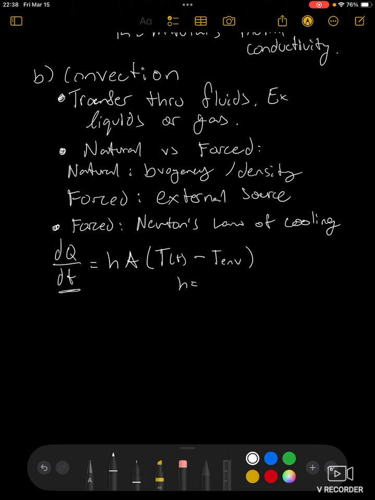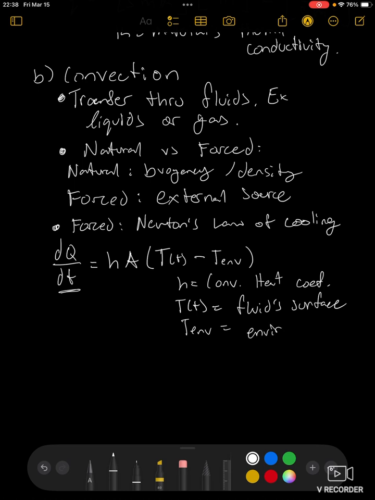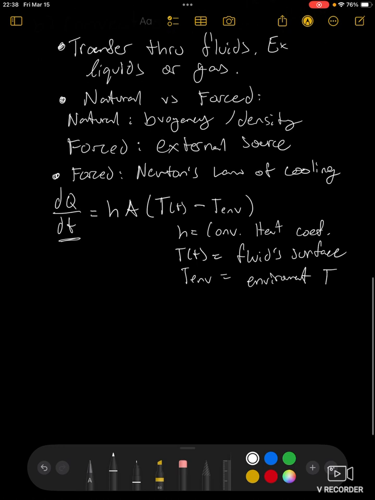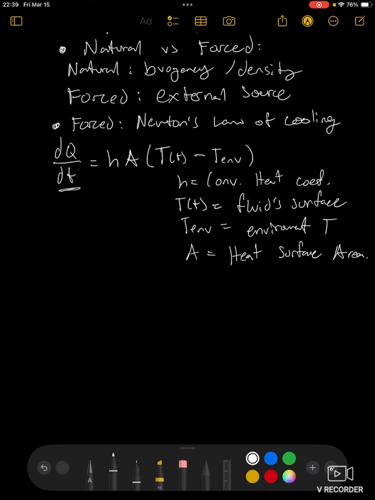So to put that in perspective, H is the convective heat transfer coefficient, and T, the first T, the function of time, is the temperature from the fluid's surface. The temperature of the environment is the environment temp. And then the area specifically is the surface area where the heat is transferred. So that particular area.